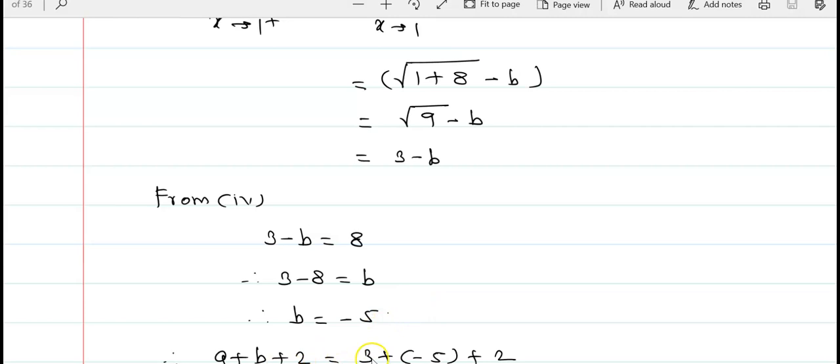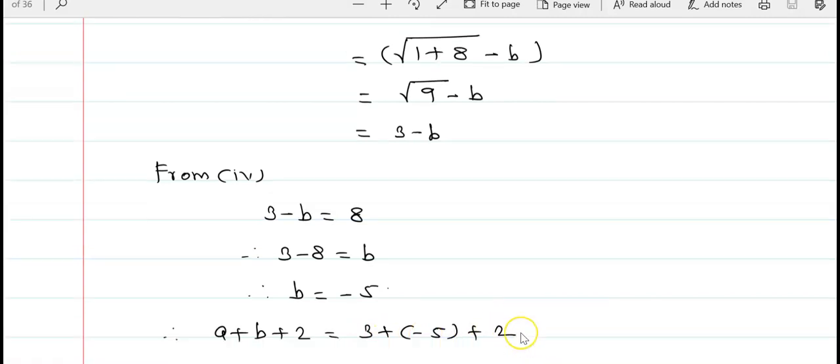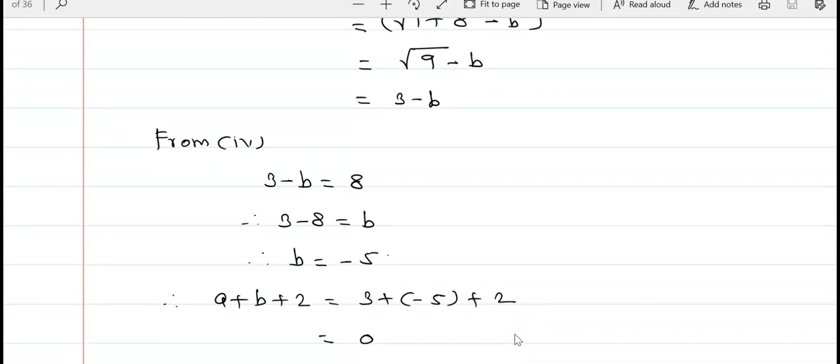a plus b plus 2. The value of a is 3, value of b is minus 5, and plus 2. And overall it becomes 0. Therefore, a plus b plus 2 is equal to 0, and hence the result.